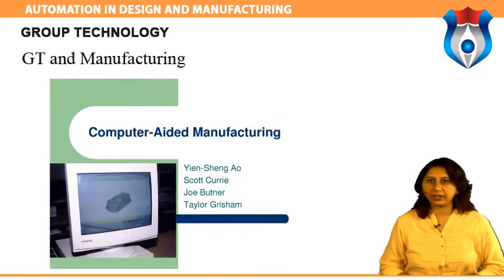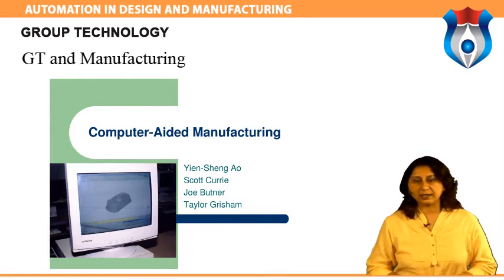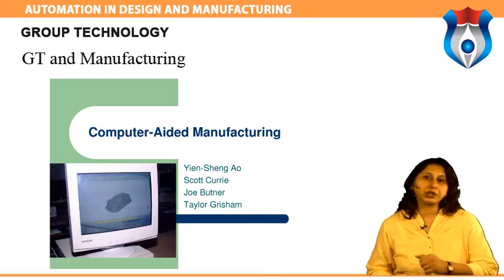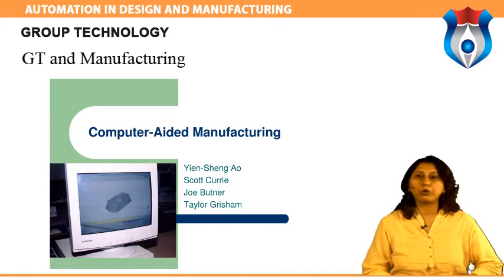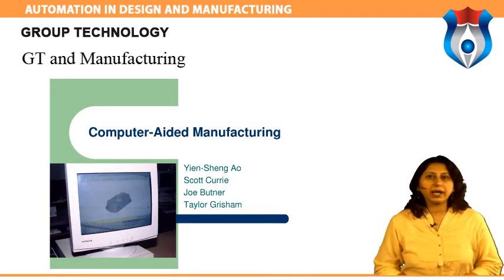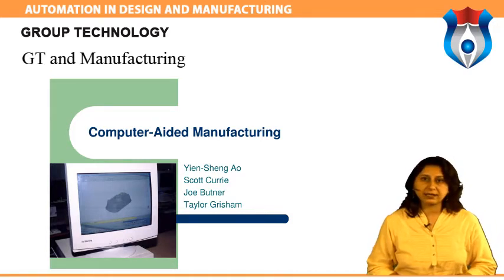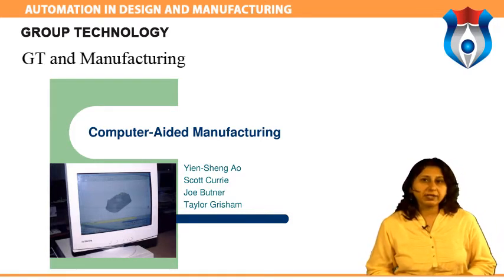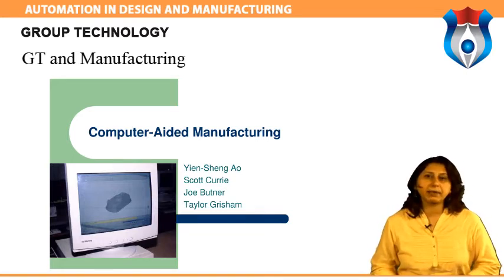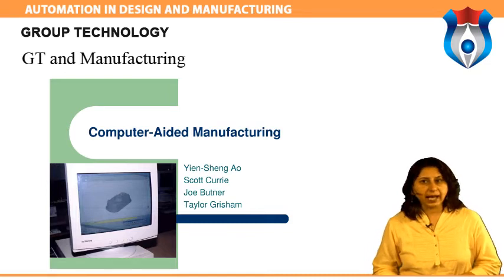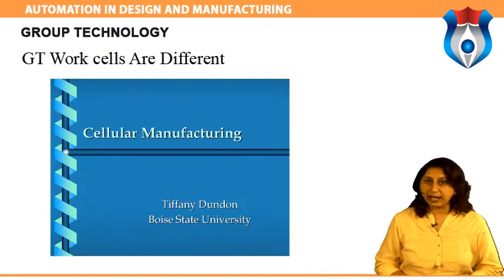GT and manufacturing. Group technology benefits manufacturing in many ways. It reduces the number and variety of parts. Process planning for the remaining parts is easier and more consistent. Computer-aided process planning, CAPP, is an important tool for this. It uses the coded similarities to plan consistently, standardize, and accurately estimate costs. It then assigns the part to a GT manufacturing cell. GT work cells are different.